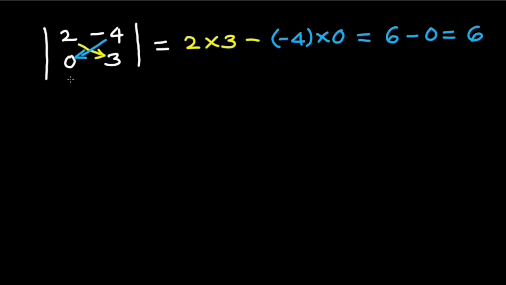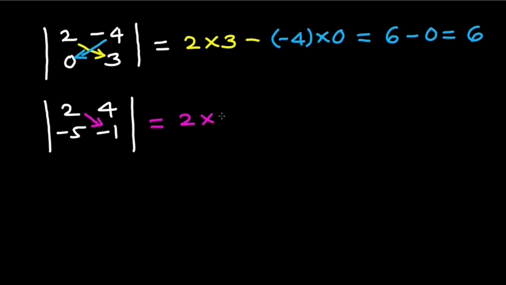Next, we will evaluate a 2 by 2 determinant 2, 4, minus 5, minus 1. First we will take cross multiplication of 2 and minus 1. So it will be 2 multiplied by minus 1. Then minus cross multiplication of 4 and minus 5.